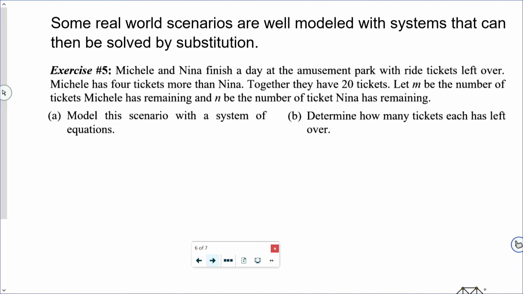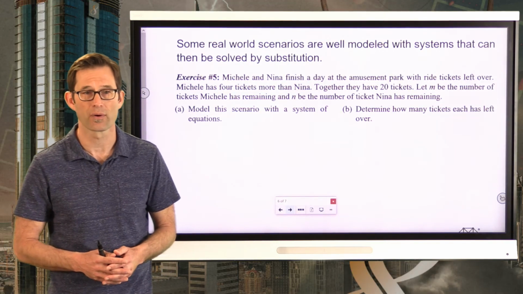Michelle has 4 tickets more than Nina. Together, they have 20 tickets. Let M be the number of tickets that Michelle has remaining, and N be the number of tickets that Nina has remaining. Letter A, model this scenario with a system of equations. All right, well, let's do this together, okay?